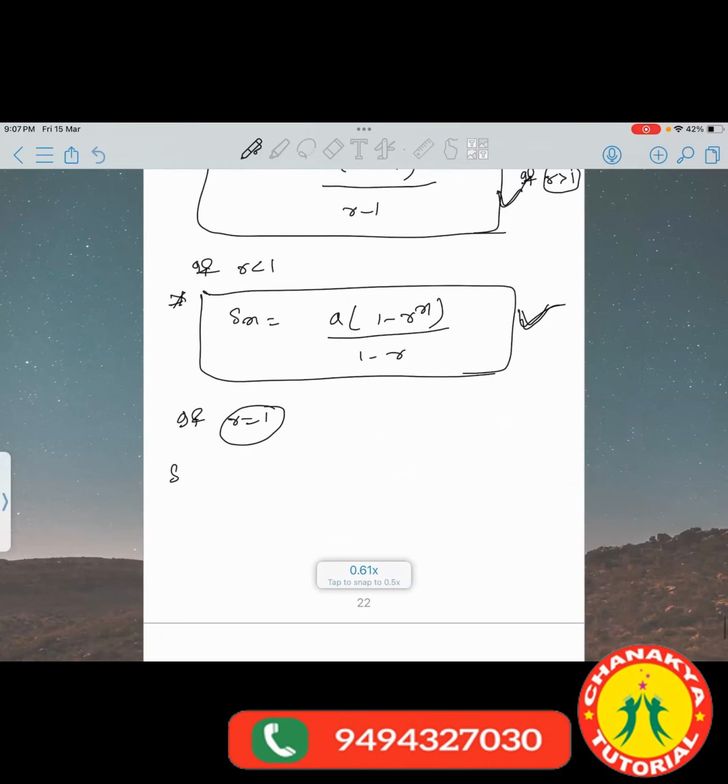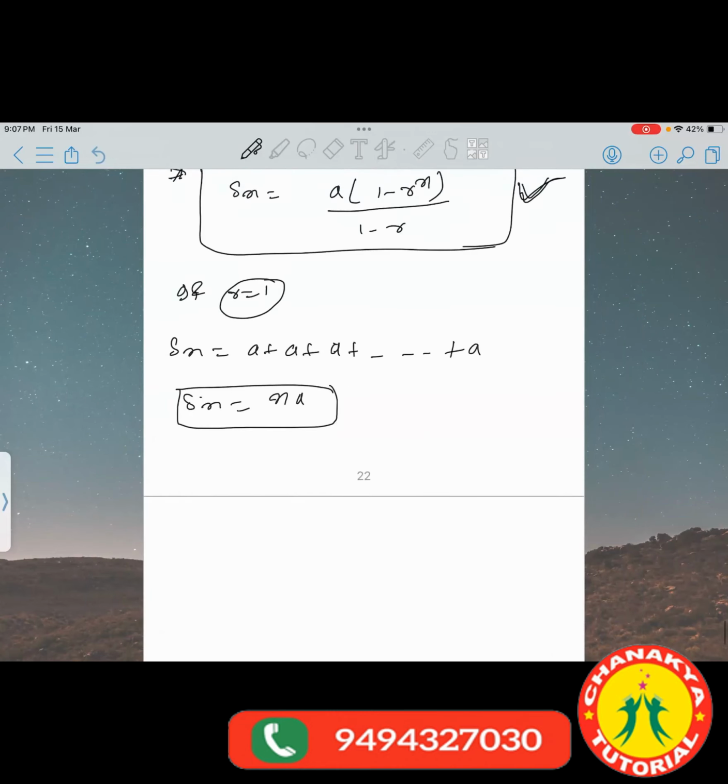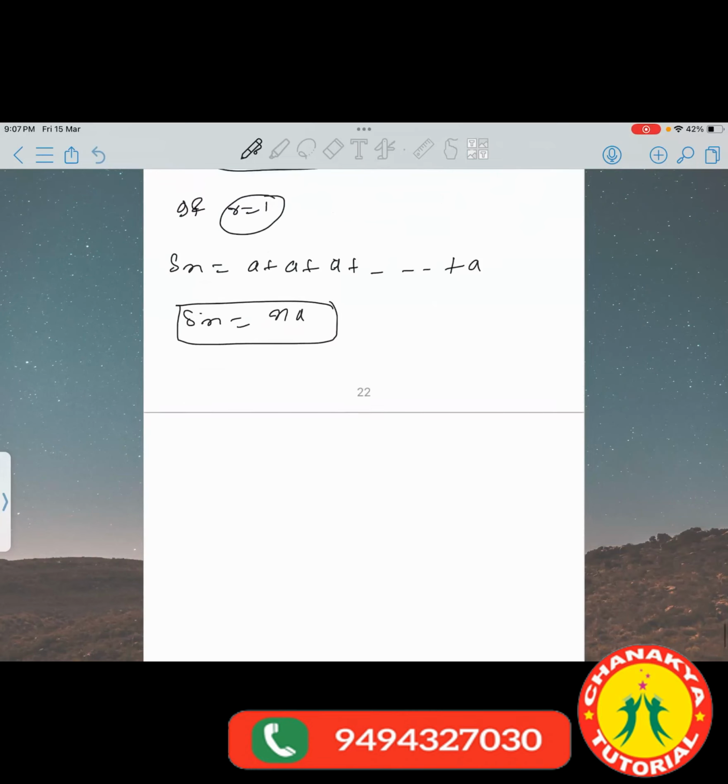then Sn is basically a plus a plus a, like that up to the nth term. So Sn is basically na. So if r is equal to 1, then Sn is n times a. A is the first term, right?